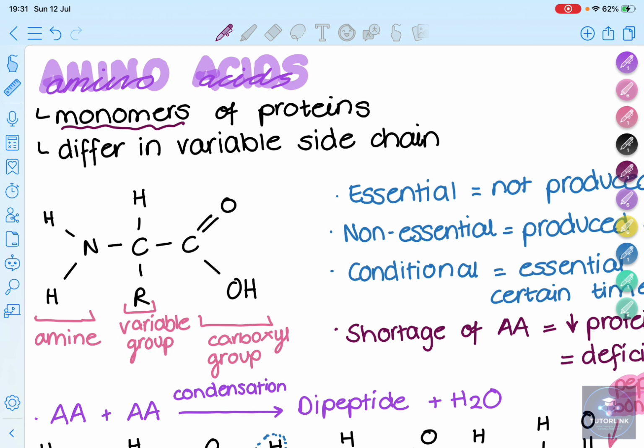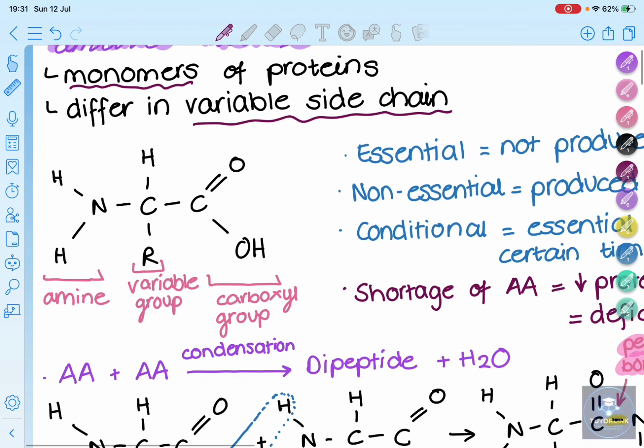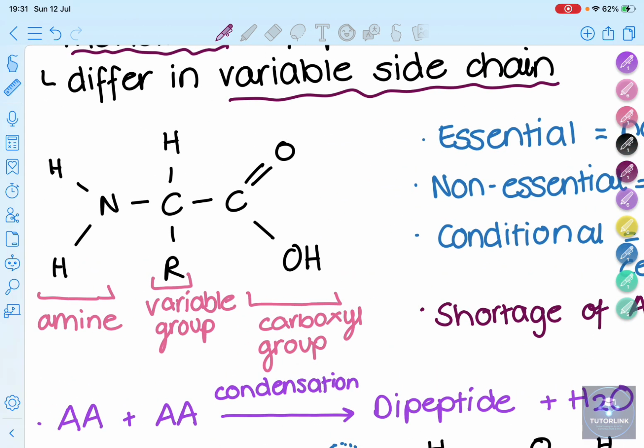Okay, so amino acids differ in their variable side chain. As you can see here in the basic structure of an amino acid, there's this R group over here. So this R group is what differs in all of the different amino acids, and the R group is what gives it its specific biological properties.